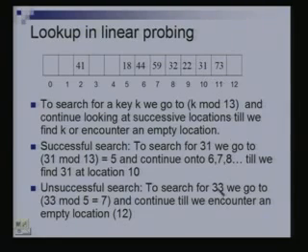Suppose I am searching for 33. 33 mod 13 is 7, so I would start here. Then I come here, it's not here. I come here, it's not here. I come here, it's not here. I come here, it's not here. I come here and I find this location is empty. This means 33 could not be there at all in this table, because if 33 were there in this table, it would have definitely been inserted by this time, till this position, because this is an empty location.